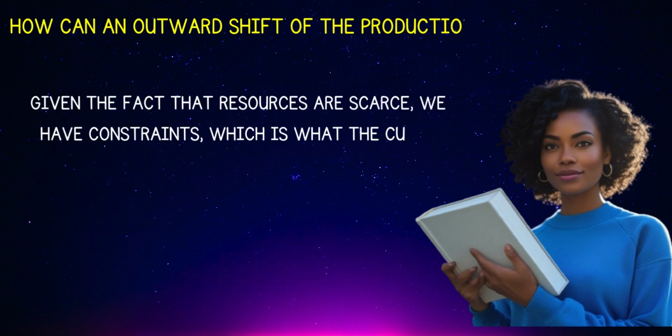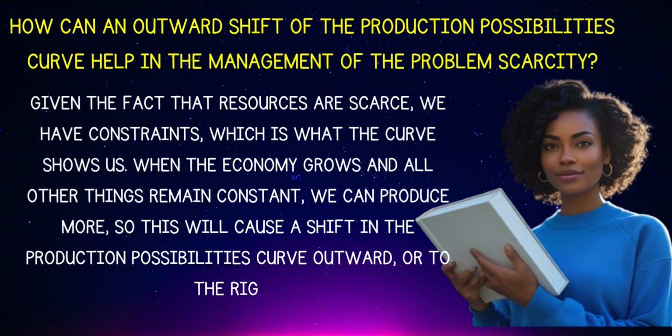How can an outward shift of the production possibilities curve help in the management of the problem scarcity? Given the fact that resources are scarce, we have constraints, which is what the curve shows us. When the economy grows and all other things remain constant, we can produce more. So this will cause a shift in the production possibilities curve outward or to the right.